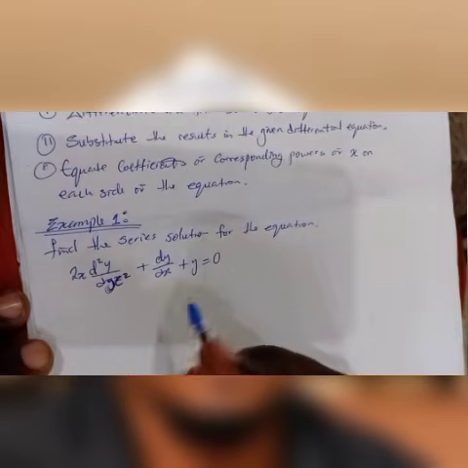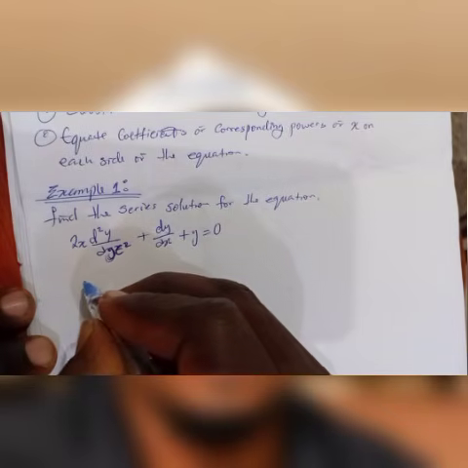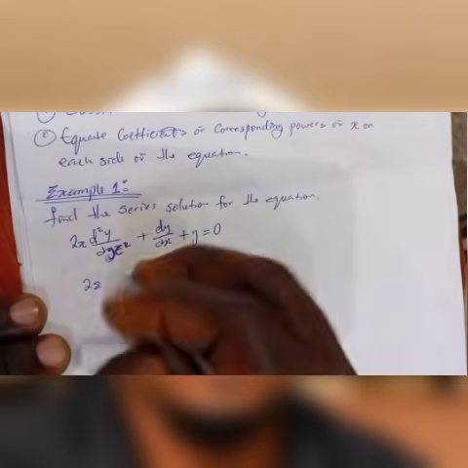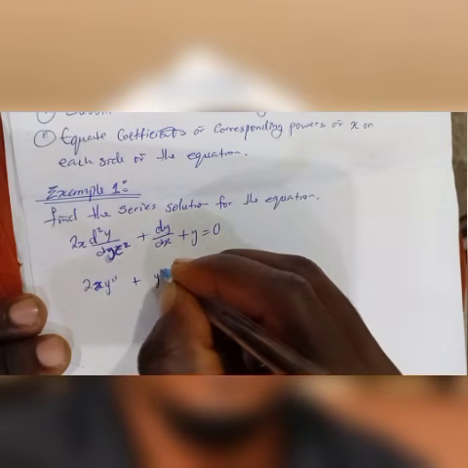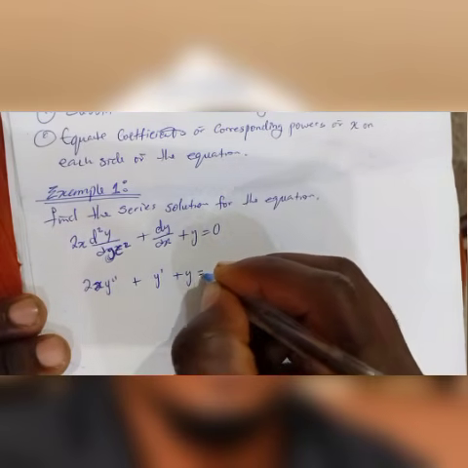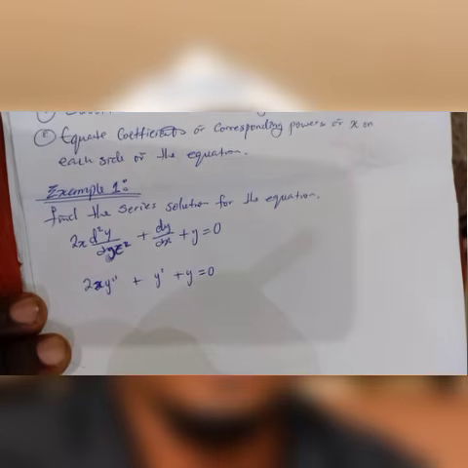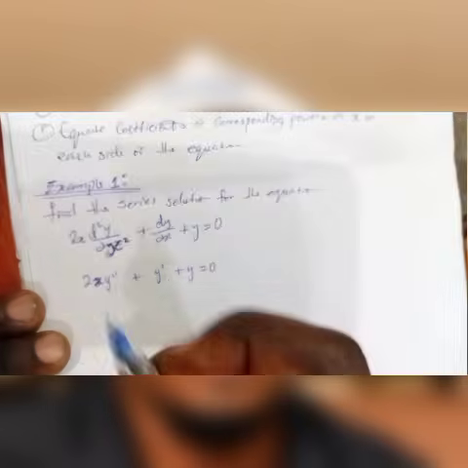Now, let's go to Example 1. The first thing to do is to rewrite the equation. So we're going to have 2x y prime prime plus y prime plus y equals 0. That's the first thing to rewrite.